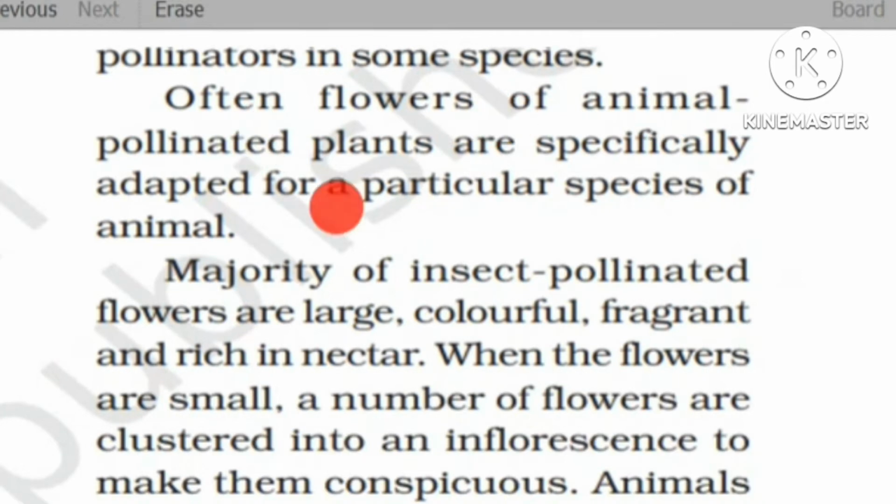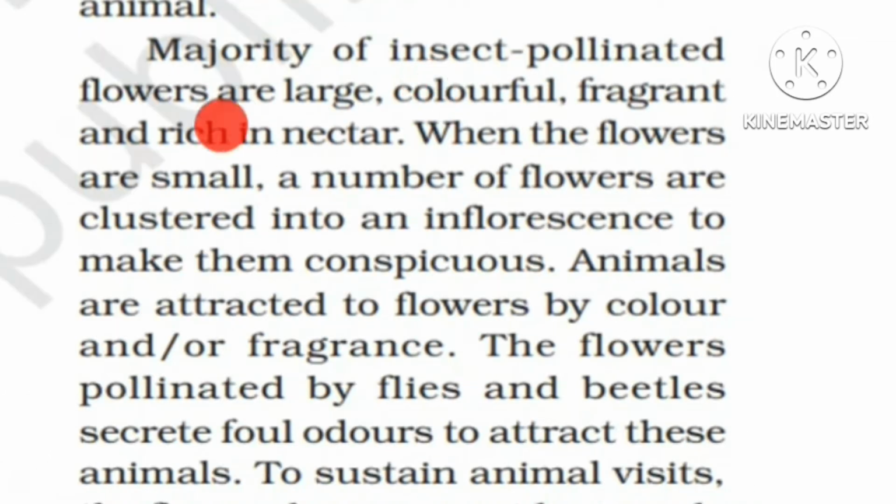Often, flowers of animal-pollinated plants are specifically adapted for a particular species of animal. Majority of insect-pollinated flowers are large, colorful, fragrant, and rich in nectar. When the flowers are small, a number of flowers are clustered into an inflorescence to make them conspicuous. Animals are attracted to flowers by color and or fragrance. The flowers pollinated by flies and beetles secrete foul odors to attract these animals.